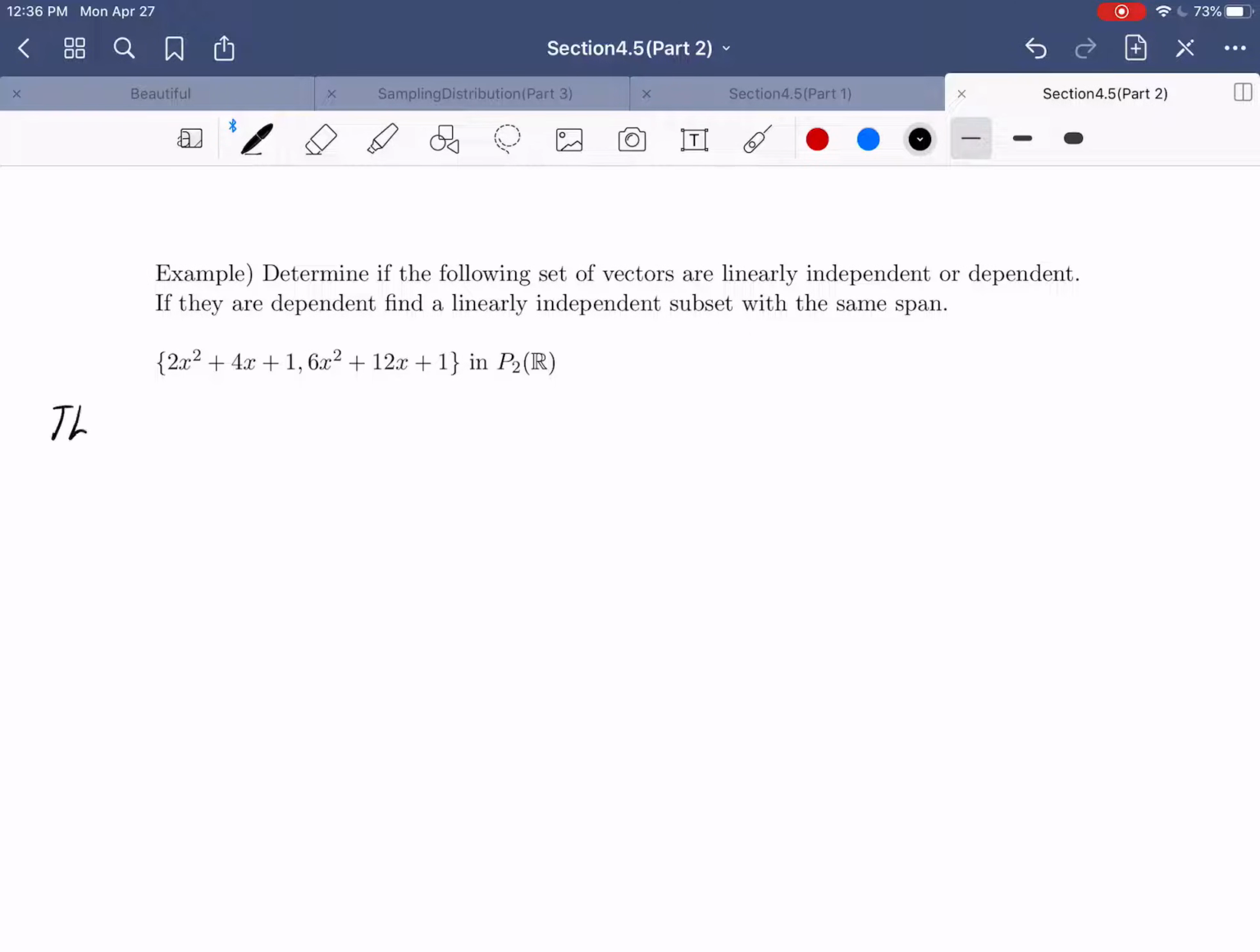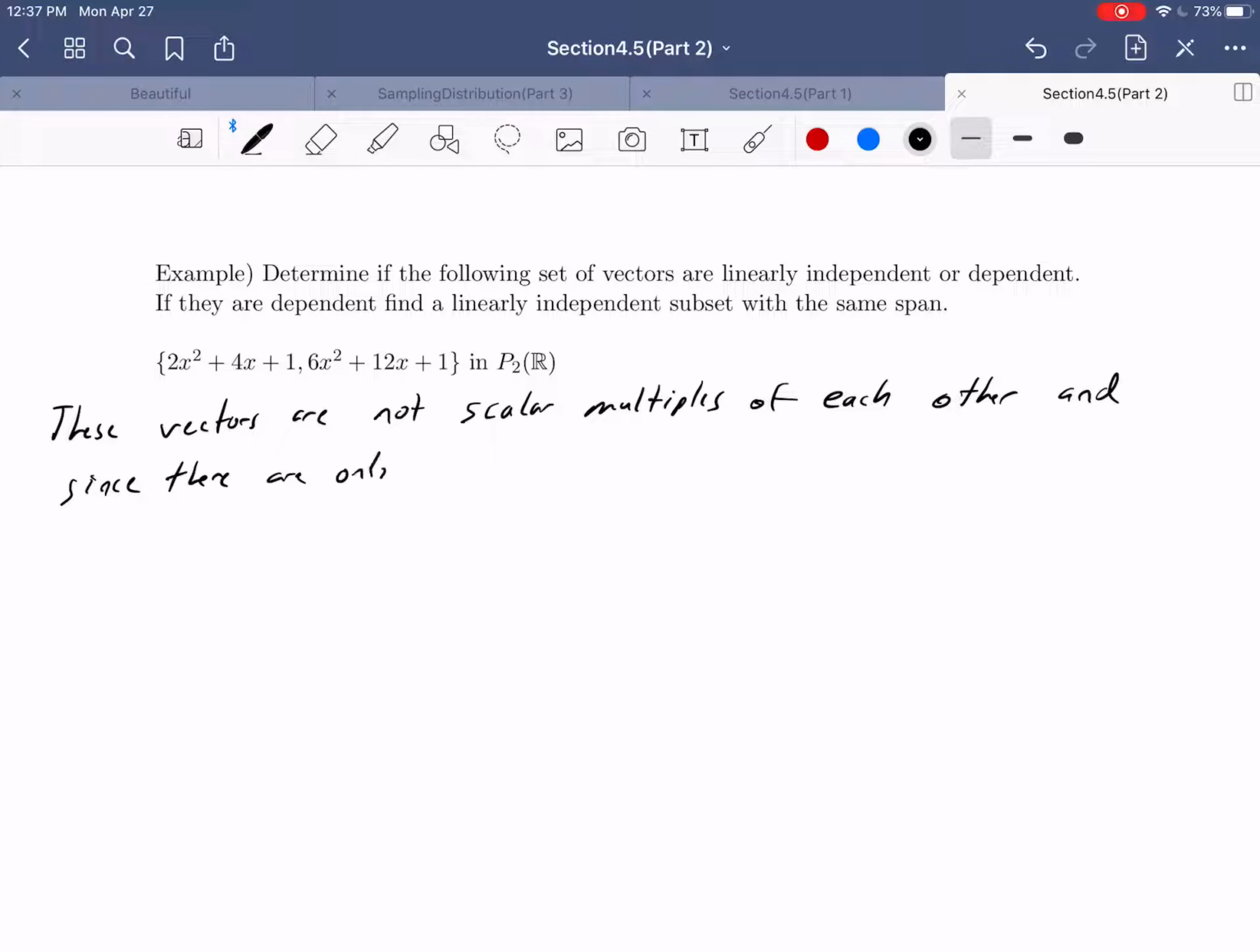So these vectors are not scalar multiples of each other. And since there are only two vectors, this implies that they're linearly independent.